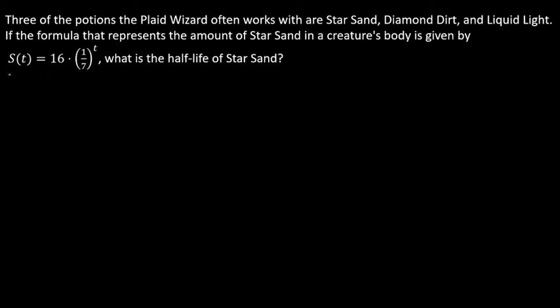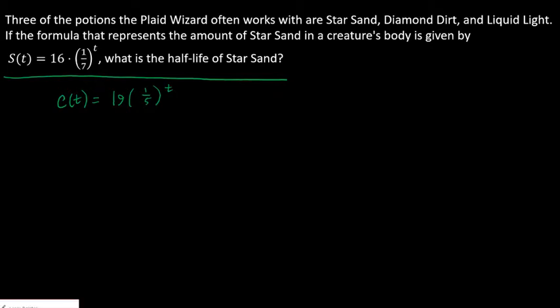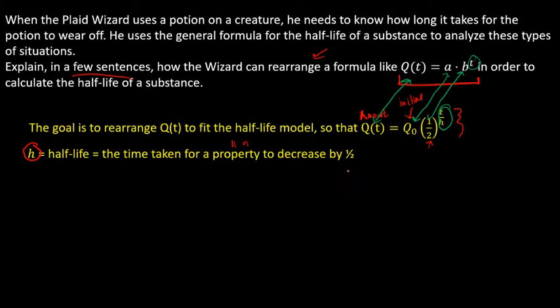Okay, so as usual, I'm not going to use this exact problem. I'll model a similar one, though. Let's say I had C of T equals 19 times 1/5 to the T, and I wanted to figure out this half-life here. Okay. Remember that the format that I'm looking for ends with me having this T over H, right? I've got Q of T equals Q sub 0 times 1/2 to the T over H. How am I going to get from here to something that looks like that?